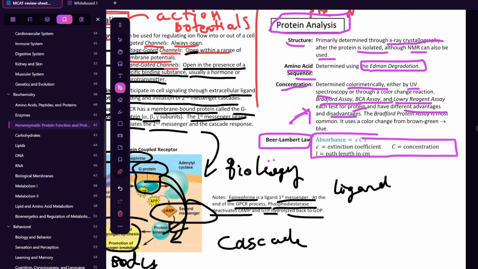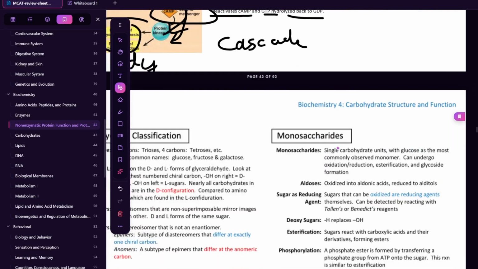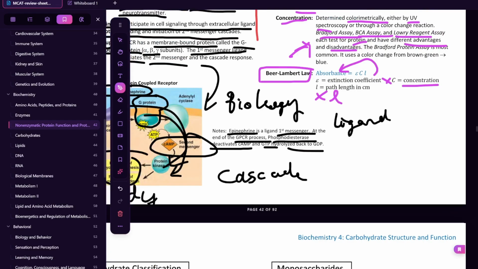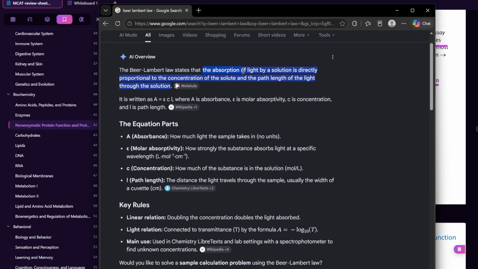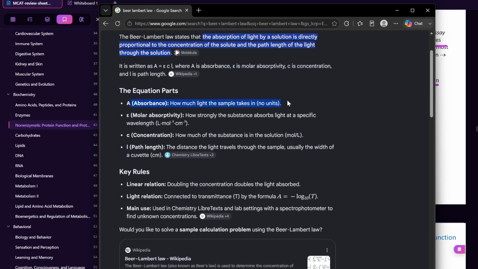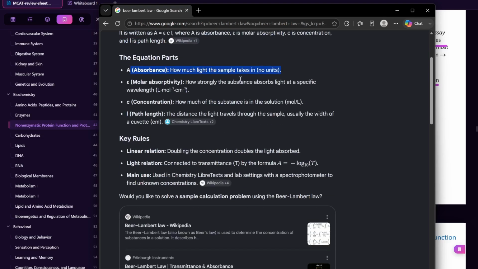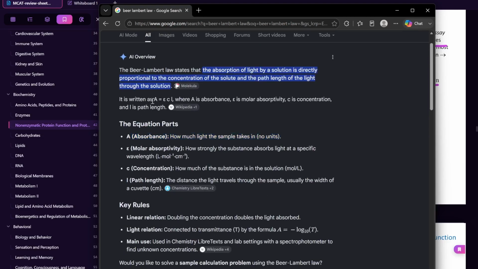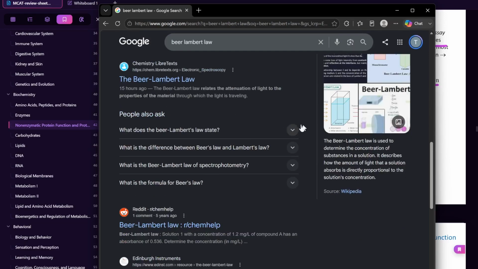This equation here, where the extinction coefficient times C, which is the concentration, times the length, will give you the absorbance. Basically, the Beer-Lambert law is to find the absorption of light by a solution, directly proportional to the concentration of the solute and the path length of light through the solution. The absorbance is how much light the sample takes in, and you can use this formula to determine the concentration of substances in the solution.